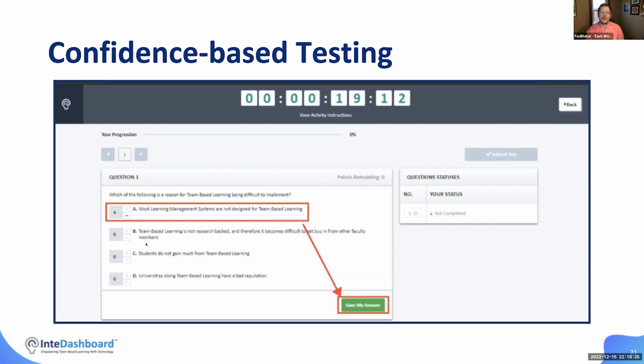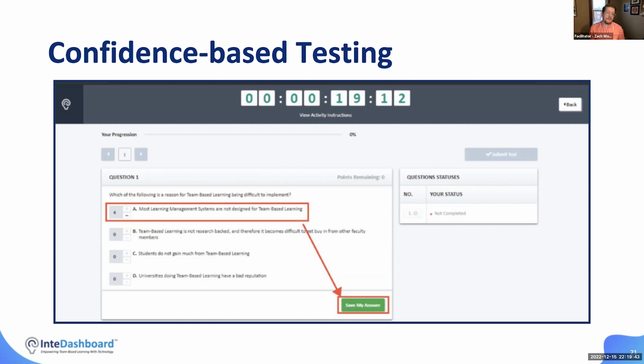And what that is showing is that the student has put all 4 of their points associated with this question on option A. And to me, this shows that the student is very confident in that answer because they're saying, I bet all 4 points on this question that A is the correct answer.